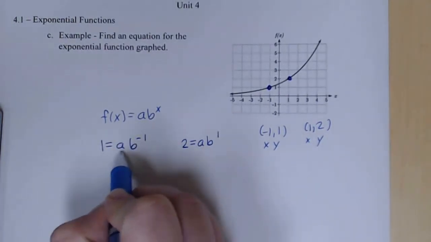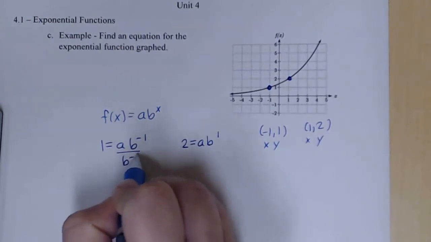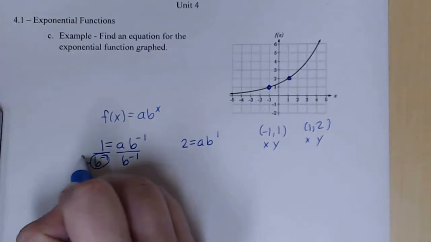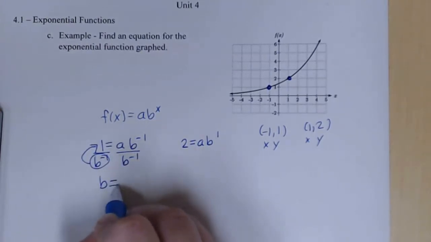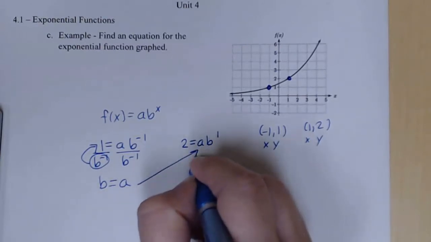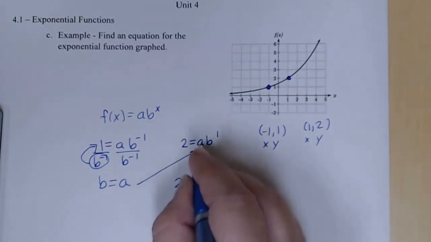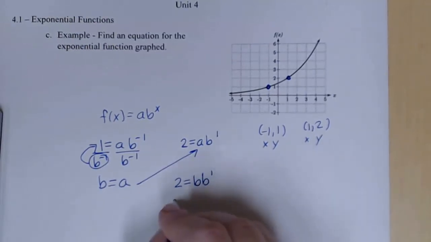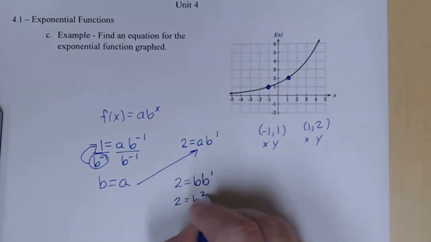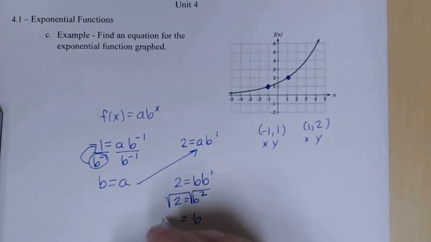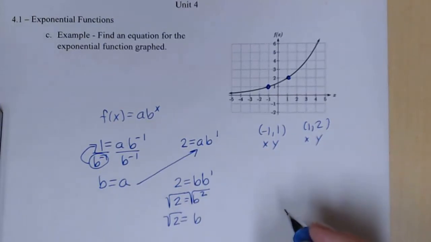So in this one, I'm going to solve for a like we did in the last. I'm going to divide both sides by b to the -1, which gives me, again, negative exponents can be brought up, so it gives me b equal to a. I'm going to use that information in my second one here. So I'll say 2 is equal to, instead of a, I'm going to call it b, b to the 1. Combine that together, and that gives me b squared. So then I just square root both sides, and b is equal to the square root of 2.